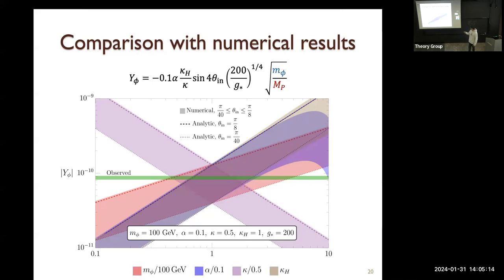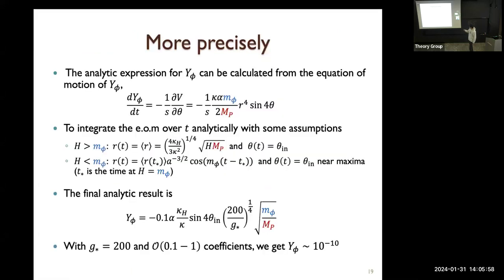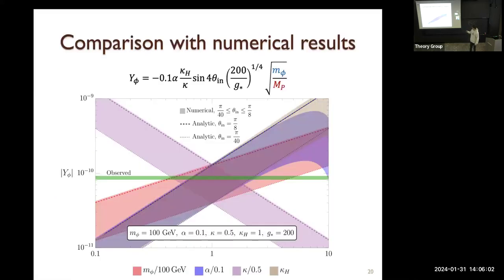Great. So here, this dashed line is the analytic expression with phi_in equal to pi over 8, which is the maximum value considering 4 pi here. And this dotted line is phi_in equal to pi over 40, which is a minimum assuming 10% tuning. I don't want to tune this theta parameter, so if I assume only 10% deviation, then this is the minimum value. And the shaded region is the numerical calculation. You can see they agree very well, except at very large alpha here. This is because if alpha is too big, then there's a minimum from this potential. This potential actually becomes a true minimum, and phi is trapped at that minimum instead of the origin. So this expression agrees very well with the numerical calculation.